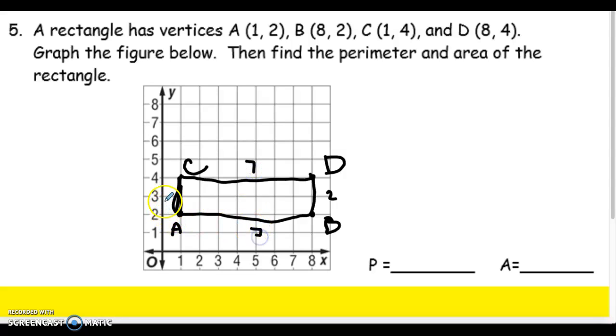So opposite sides are equal. So for the perimeter, you're going to add all the sides. This is a 7. You're going to add 7 plus 7 plus 2 plus 2. And that's going to be however many units. That's going to be labeled as units. And the area is going to be the length times width. And you're going to label that as units to the second power.